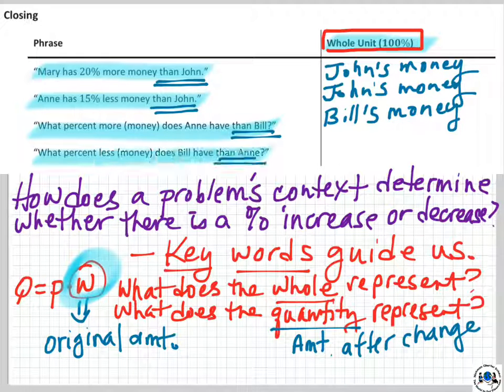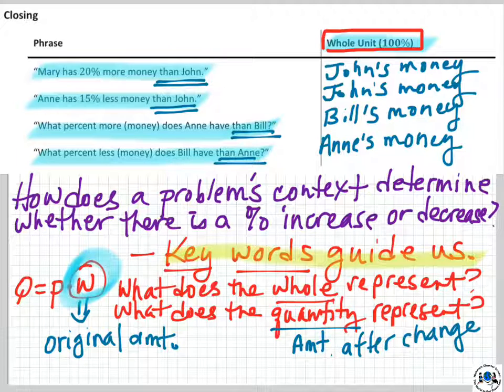And in the last one, what percent less money does Bill have than Anne? And now it is Anne's money, okay? And again, you can see this idea of these keywords that can help to guide us. And in this case, the keyword was than.